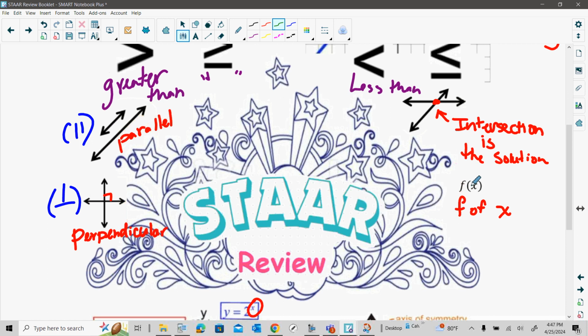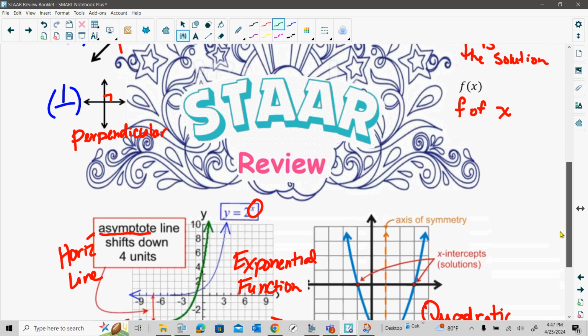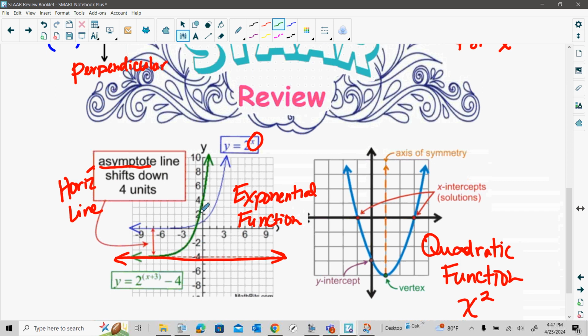And this is function notation. f of x is how we say that. And then this graph on the left was an example of an exponential function. We know it's an exponential function because x is the exponent. Exponential functions have asymptotes. This is where the curve flattens out. And it's always a horizontal line, so it's always going to be y equals.